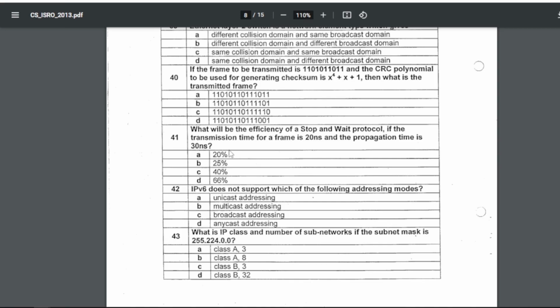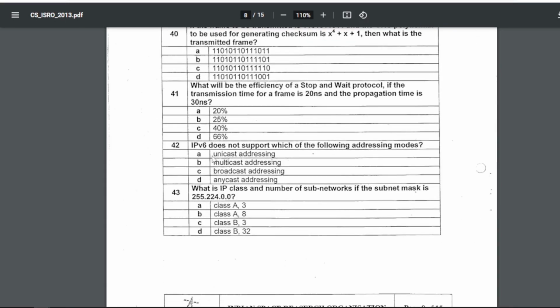So in that case for 41 our answer will be 25%, right? So efficiency of stop and wait protocol will be 1 by 1 plus 2a, where a equals TPD by Tx. TPD is the propagation delay and Tx is the transmission delay.